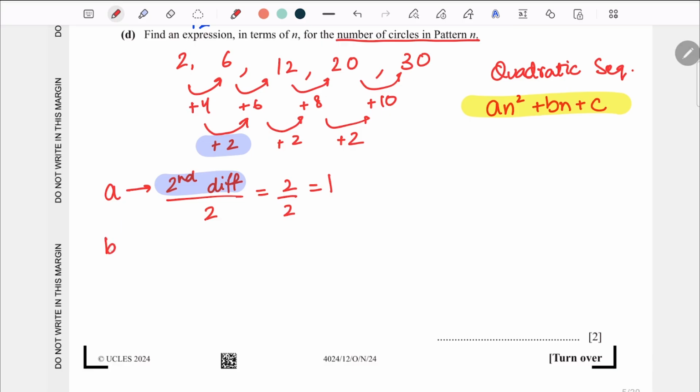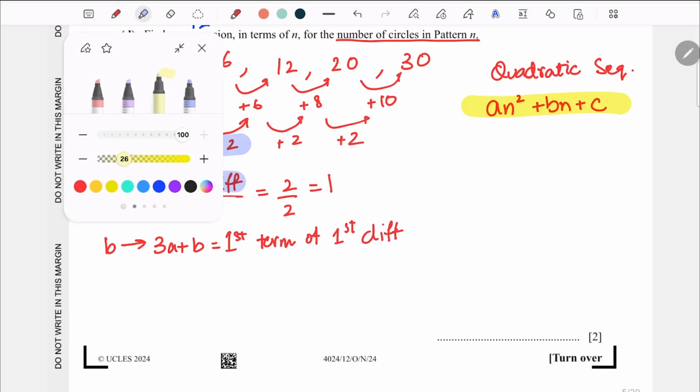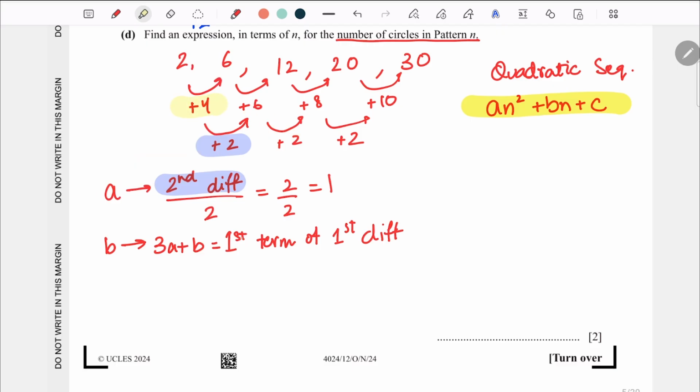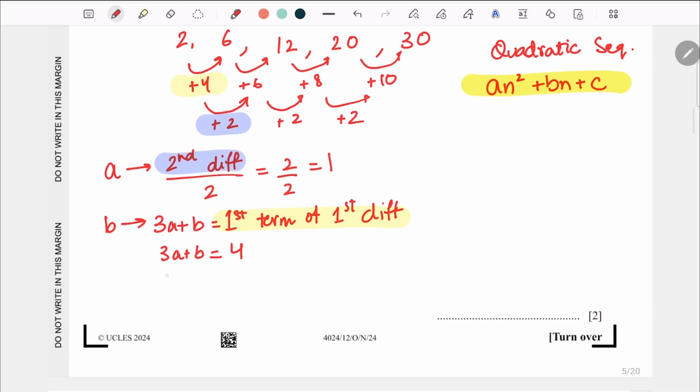Then to calculate b, the general formula is 3a plus b is equal to the first term of the first difference. In this case, the first term of the first difference is plus 4, not 2. So 3a plus b is equal to 4, and a is already 1. So 3 plus b is equal to 4, and b will be equal to 1.